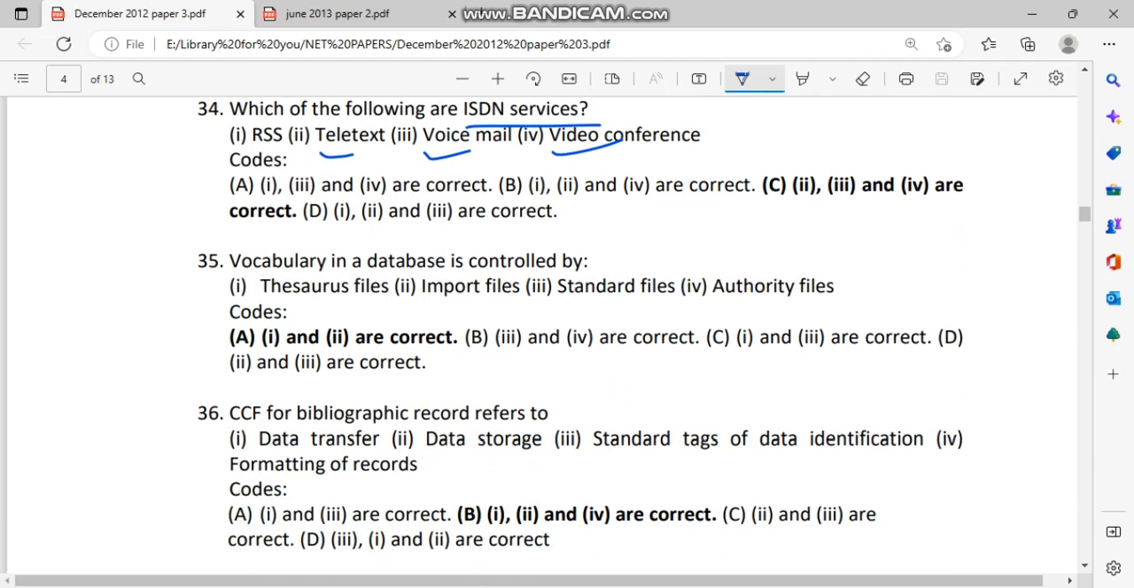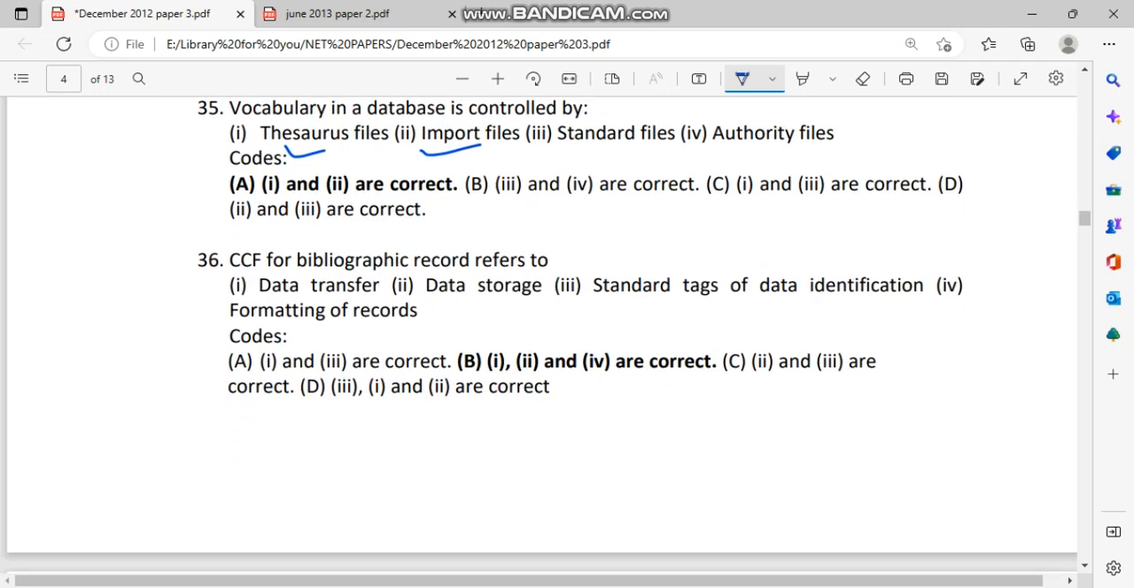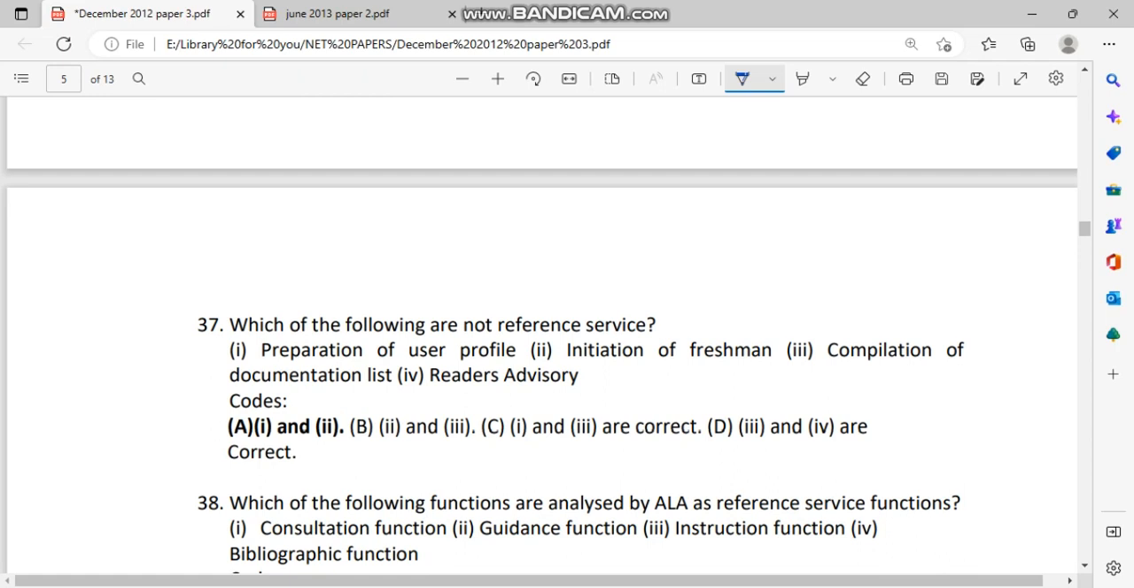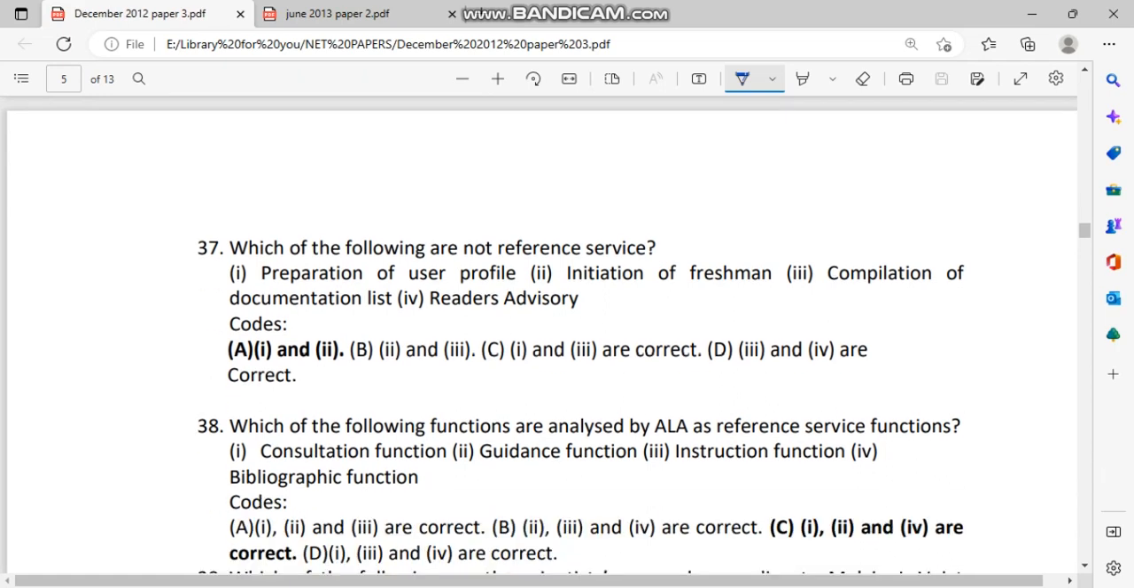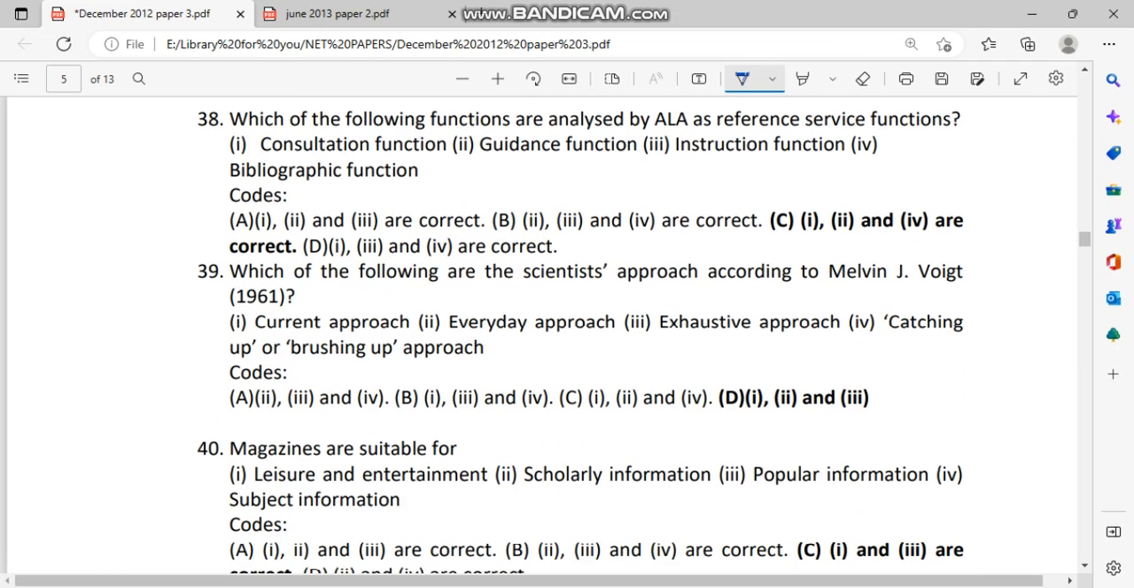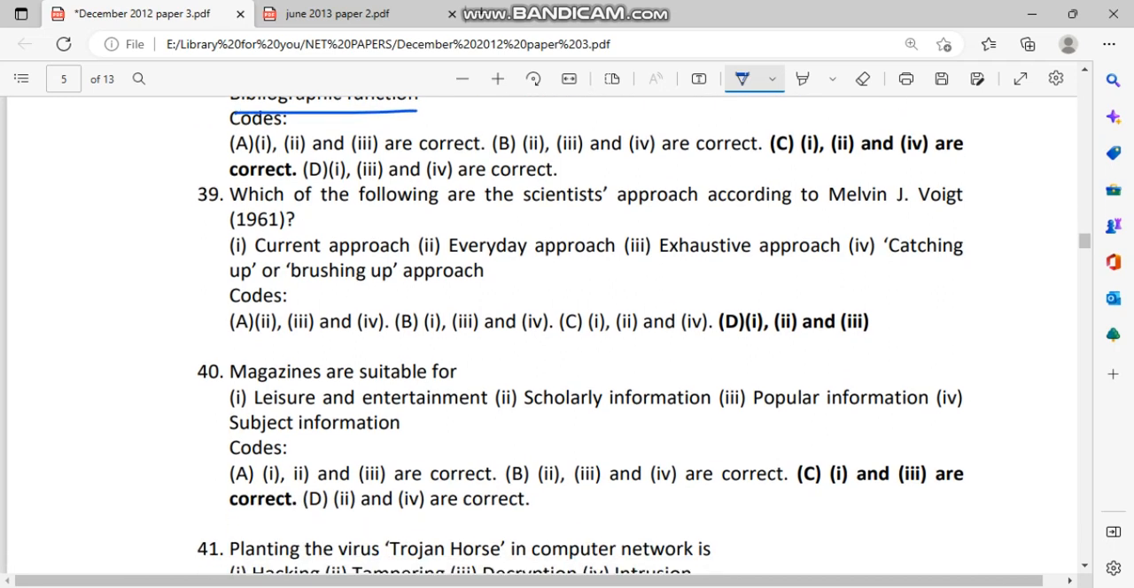Vocabulary in a database is controlled by the thesaurus files and import files. CCF for bibliographic record refers to data transfer, data storage and formatting of records. Which of the following are not reference services? That is, preparation of user profile and initiation of freshman. Which of the following functions are analyzed by ALA as reference service functions? That is, 1, 2 and 4: consultation function, guidance function and bibliographic function. Which of the following are the scientist approach according to Melvin J. White?